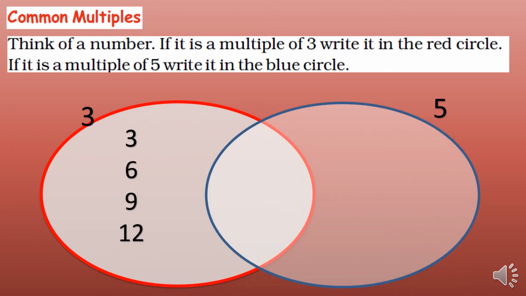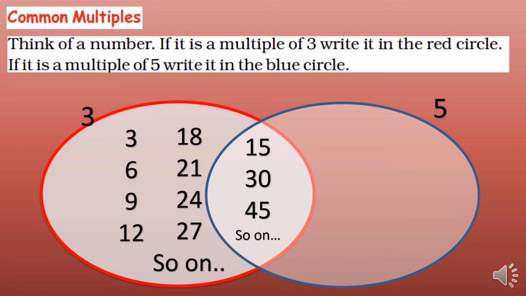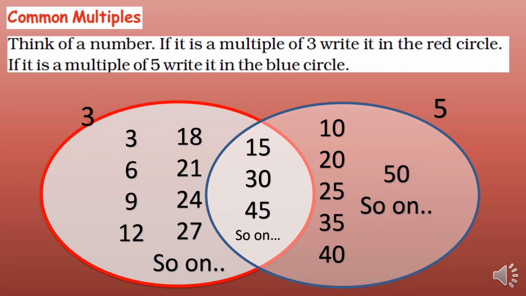So the multiples of 3 are 3, 6, 9, 12. Then 15 will be the multiple of both the numbers, so we'll write it in the space between the circles. So 18, 21, 24, 27, and so on. And here we will write 15, 30, and 45, and so on, because these numbers are multiples of both the numbers 3 and 5. So multiples of 5 are 10, 20, 25, 35, 40, 50, and so on.